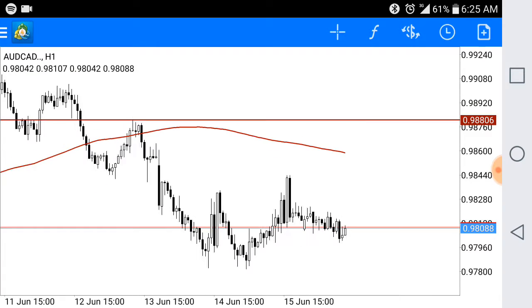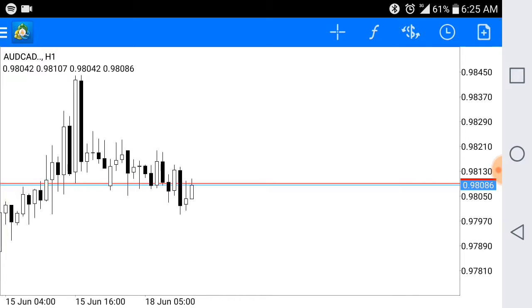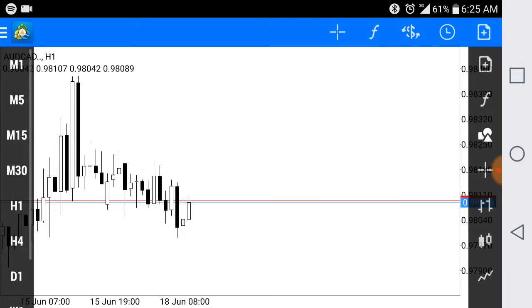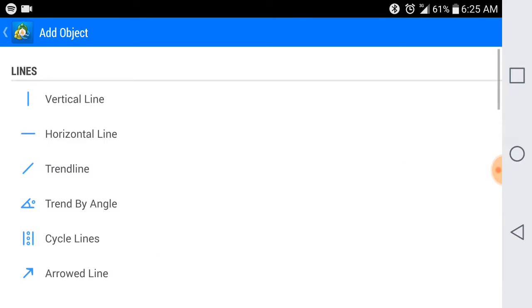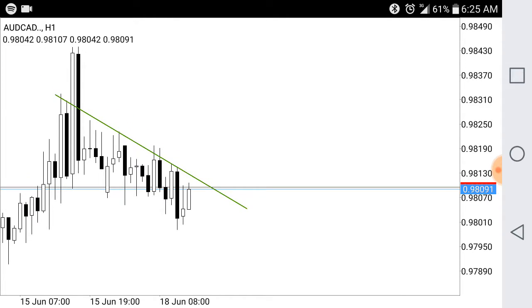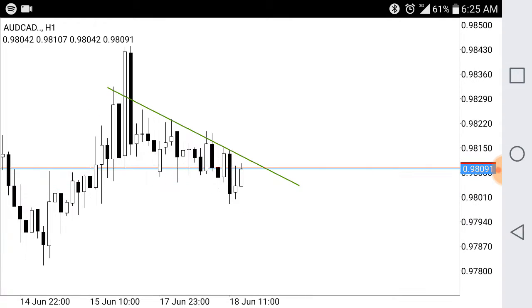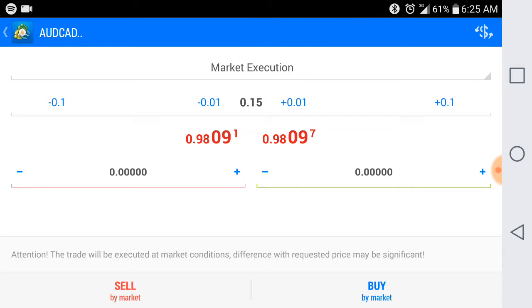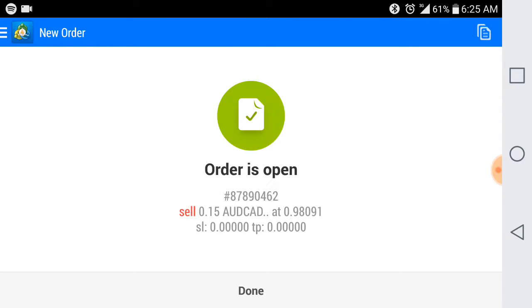No worries. I think price is about to go down right now. You can see we got lower lows right here. Ever since that's happened, we have lower highs. I'm going to go ahead and draw a trend line right there. But yeah, we're at a very good price point right now to sell the market, because it's at the high of our resistance. So you always want to sell at the high of your resistance. Okay, so I'm going to go ahead and sell AUDCAD.